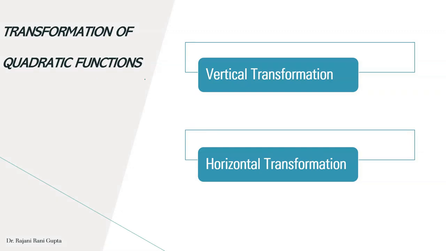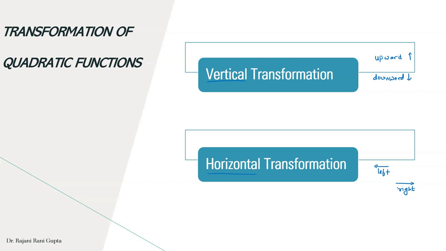Everyone, in this video we will discuss the transformation of the quadratic function, like graphically how the function transforms. So basically we are going to talk about the vertical transformation and horizontal transformation. Vertical transformation is the same as vertical movement. It is either upward, it will move up, or downward, meaning it will move down. Whereas when we talk about the horizontal transformation, it means the transformation is either towards the left side or the right side.